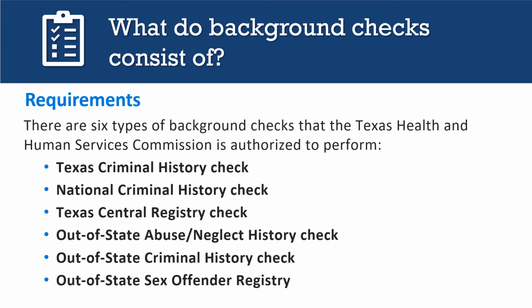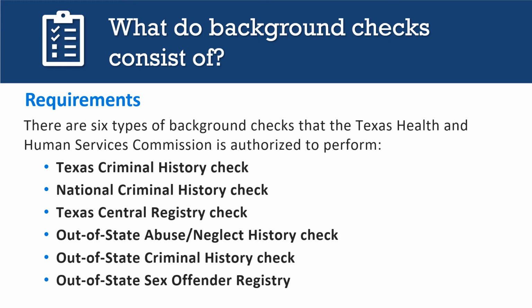Now, what do background checks consist of? There are 6 types of background checks that the Texas Health and Human Service Commission is authorized to perform. First, we have Texas Criminal History Check, a fingerprint-based search of the Texas Department of Public Safety database of crimes committed in Texas, including sex offender registration. The National Criminal History Check, a fingerprint-based search of the FBI database of crimes committed within the United States, including national sex offender registration. The Texas Central Registry Check, a search of the Central Registry of reported cases of child abuse and neglect in Texas.